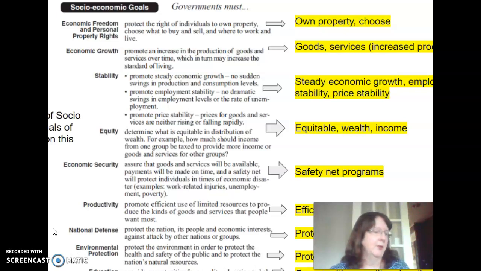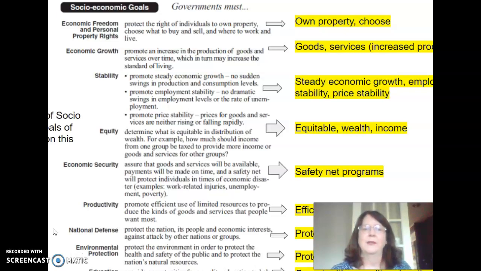And when we're talking about socioeconomic goals, we're just talking about economic goals that the government has that have a social consequence. So they're concerning society, and the government has to decide what socioeconomic goals to prioritize every year. And the main way that they do that is in a budget every year.